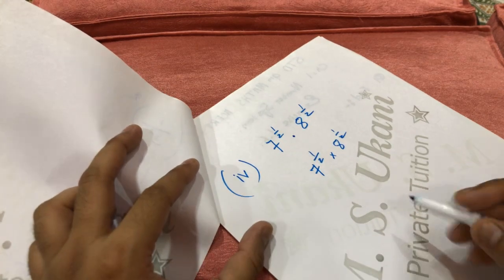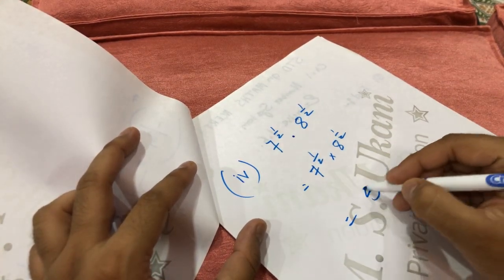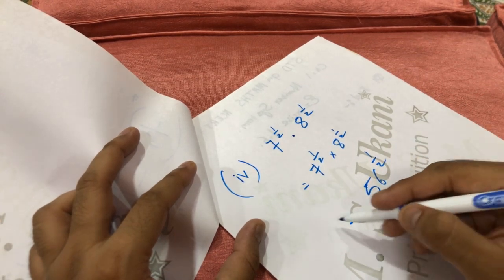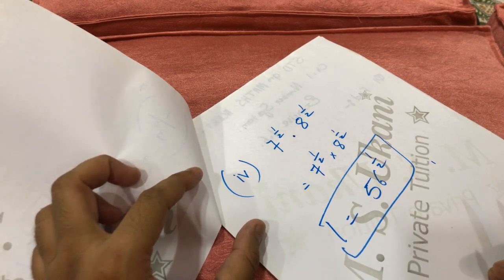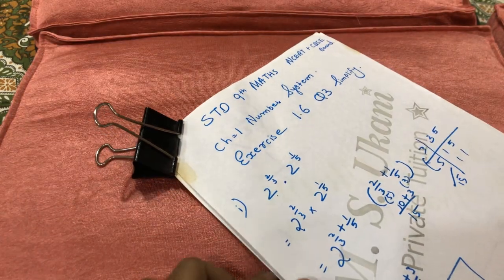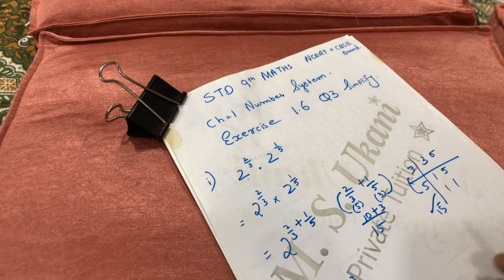Okay, so let us see: 7 eights are 56, and our power will remain the same. So this is question 4. So in this way we have completed our question 3, Exercise 1.6, Chapter number 1, Number System.